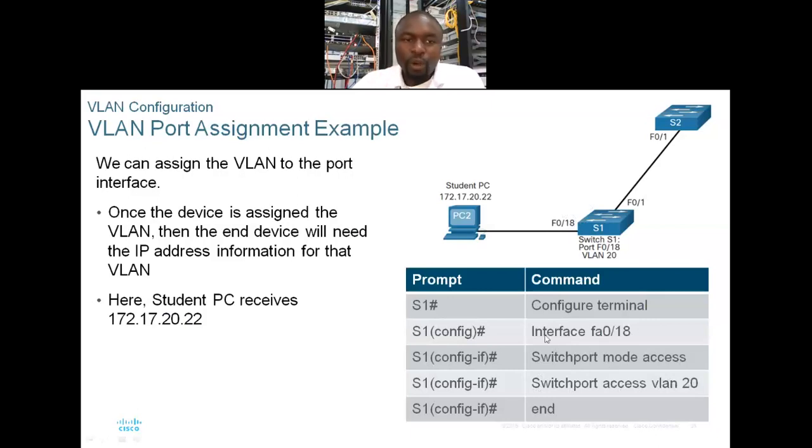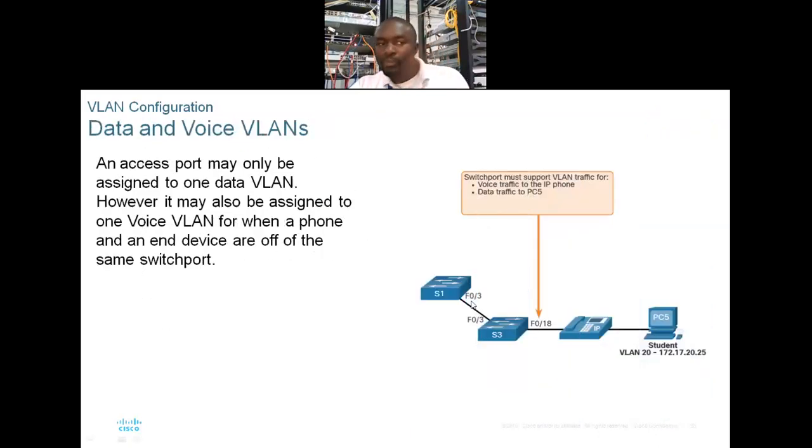All right. So on the device, it's assigned a VLAN. Then the end device will need the IP address information for that VLAN. So here the student will receive this particular IP address that belongs to that particular student VLAN. An access port may only be assigned to one data VLAN. However, it may also be assigned to one voice VLAN for when a phone and an end device are off the same port.